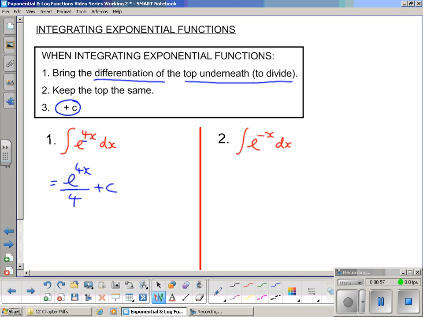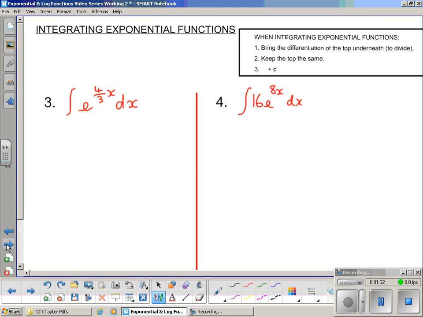In this second example, we could consider that to have a minus 1 in front of the x. So when we differentiate that indice, we get minus 1. So our answer here is e to the minus x, which was our original, over minus 1 plus c. This could also be rearranged with the minus out the front instead of underneath. But that's just another equally valid version. Moving on.